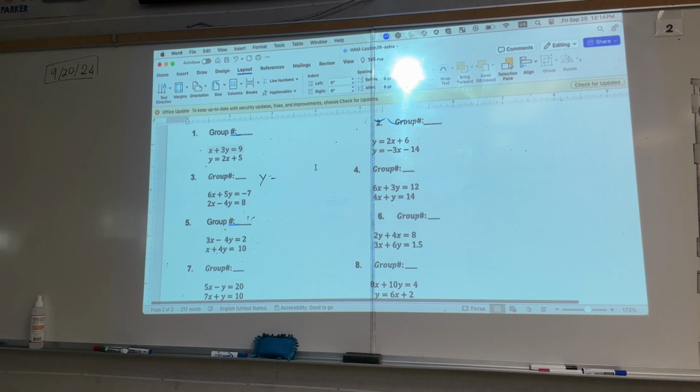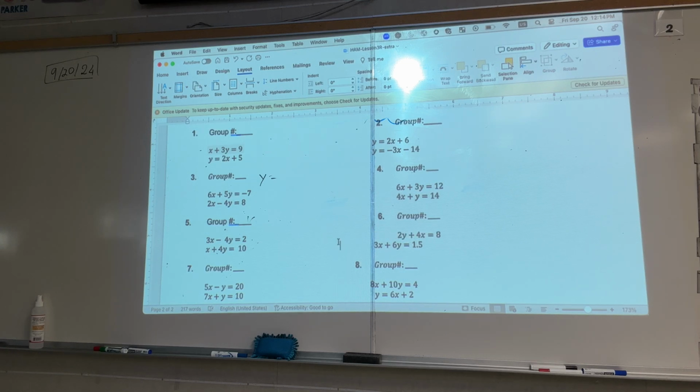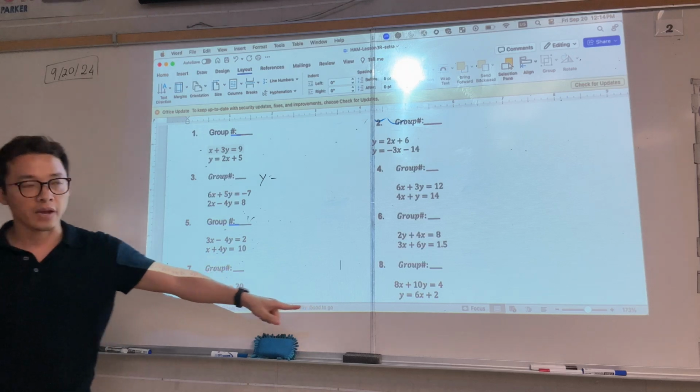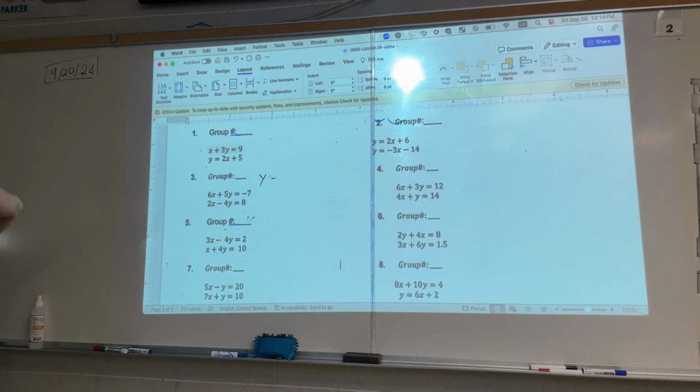So we have 8 groups, right? 1, 2, 3, 4, 5, 6, 7, 8. So 8 questions, just one problem for each group. When I ask your group, I'm going to ask you to tell me first what method you're going to use and why, and then second, what is the solution.